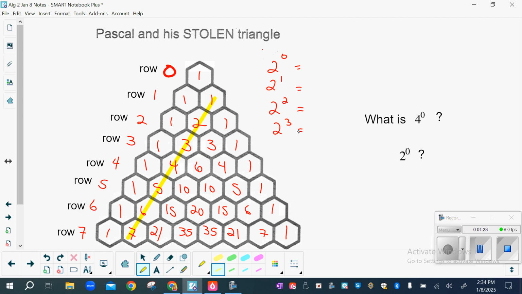So what's 2 to the 3rd? 8. 2 squared? 4. 2 to the 1? 2. So now what are we doing when we're going up? We're taking it and dividing by 2. 8 divided by 2 is 4. 4 divided by 2 is 2. What's 2 divided by 2? 1. So an exponent of 0 means you're going to get a 1.